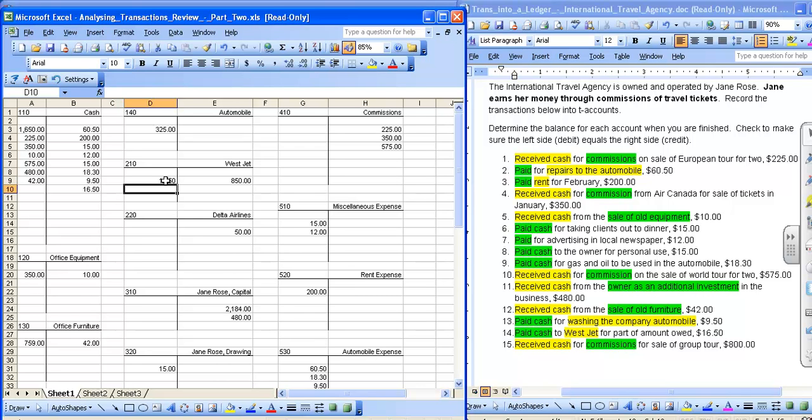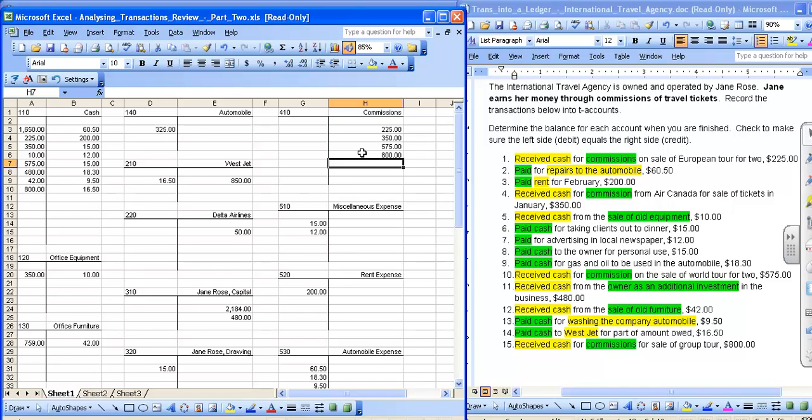Transaction number 15. Received cash for commissions for the sale of a group tour, $800. So once again, we receive cash, so it goes on the left-hand side of cash. And we receive that cash because of commissions, so it goes on the right-hand side or the credit side of commissions.